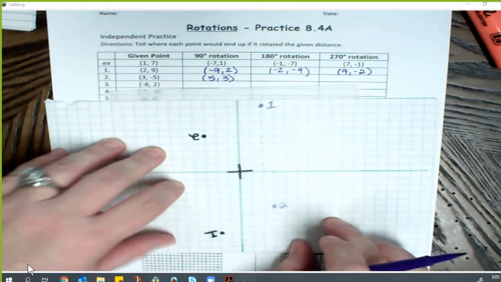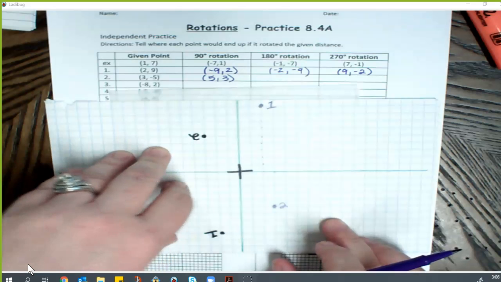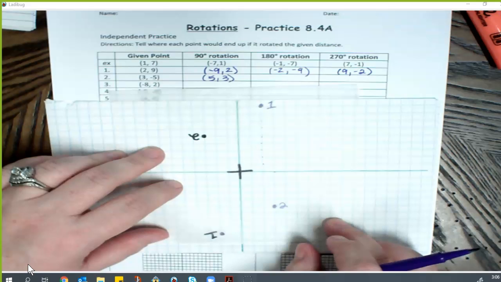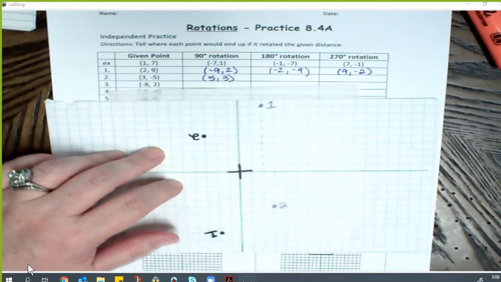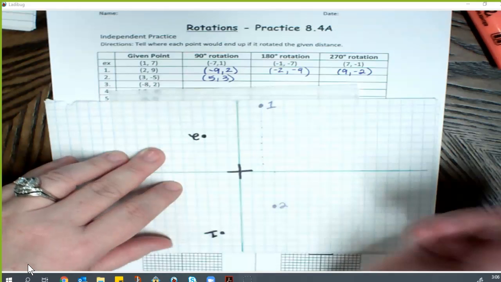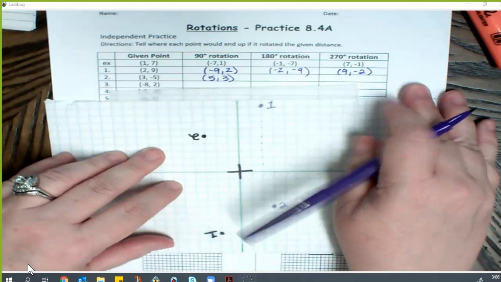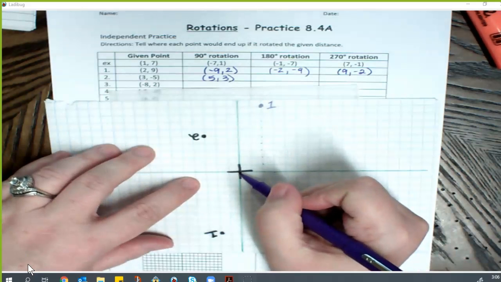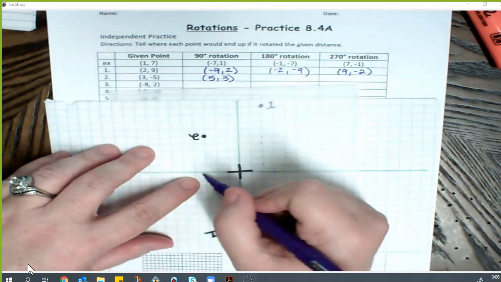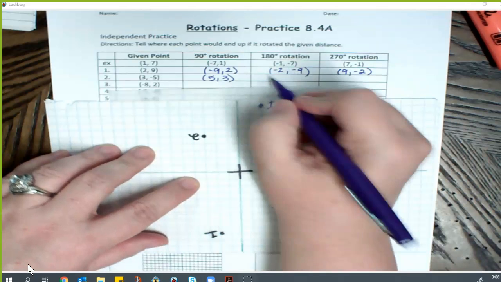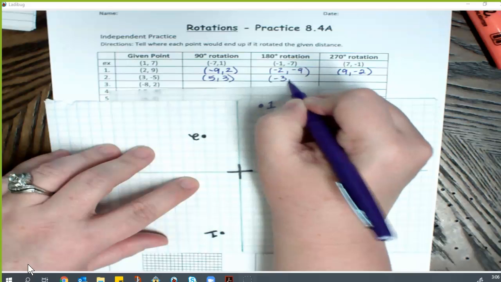Do you need help? You sure? Okay. Keep asking each time if you need help. All right, so now I'm in quadrant 2. What's my ordered pair for 180 degrees? So we start at the origin. I'm going back 3, so that's negative 3. Up 5, positive 5. Negative 3, positive 5.